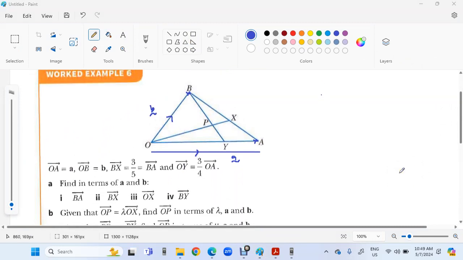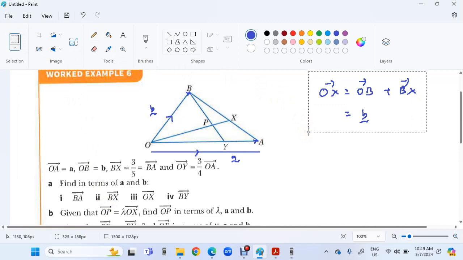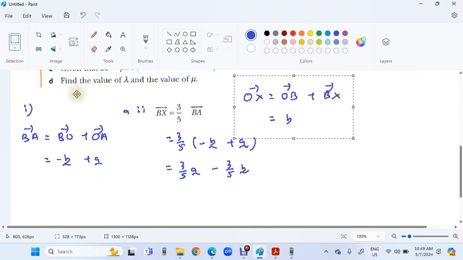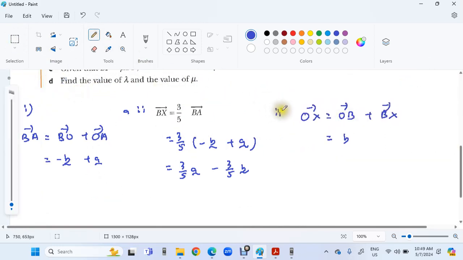Then the question, OX. We want to go from O to X. We can go from O to B, then B to X. O to B is B, and B to X we get from the second part there. So this one will be number 3: B plus 3 over 5 A minus 3 over 5 B. Then this is 3 over 5 A plus 2 over 5 B.